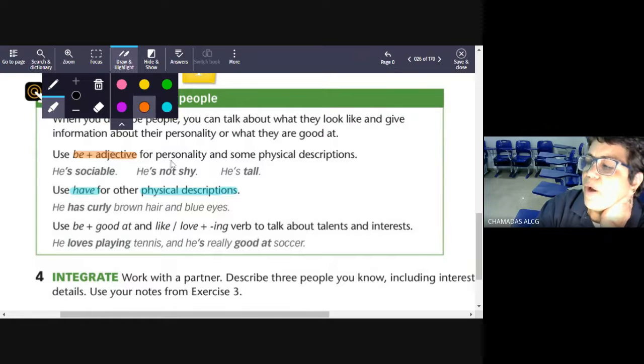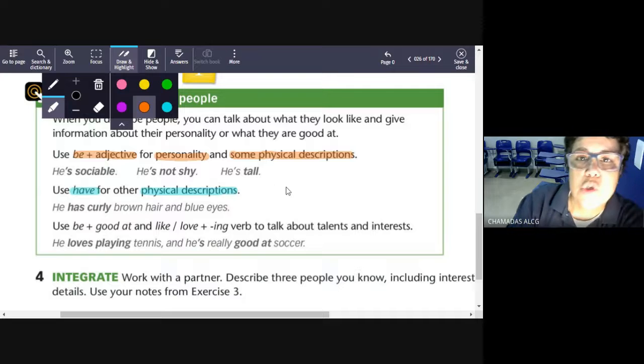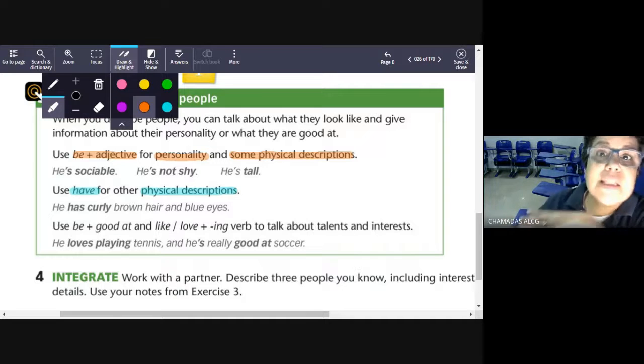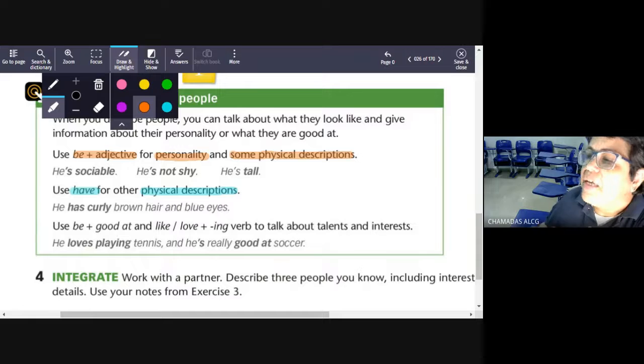The other one, the verb to be plus adjective, we use for personality and some physical descriptions, like he's tall, he is in shape, or he is a little fat, okay?